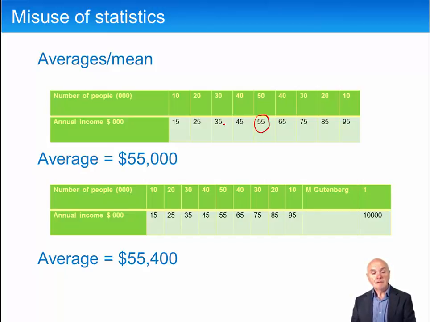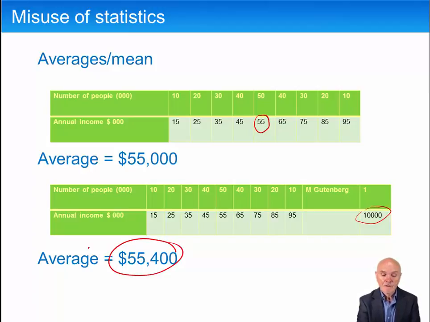Now what we're going to do is introduce one more individual who has a very high income, coming in, I think, with 10 million. And now when we work out the arithmetic mean, it's 55,400. So now, if you are still on your income of 55, you're going to feel a bit hard done by.